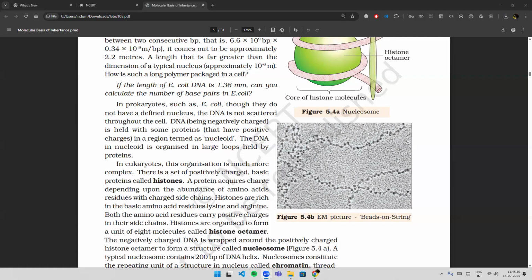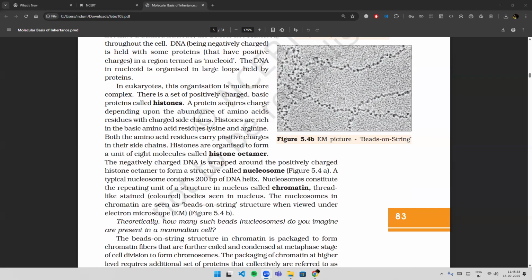In eukaryotes, this organization is much more complex. There is a set of positively charged basic proteins called histones. A histone acquires charge depending upon the abundance of amino acid residues with charged side chains. Histones are rich in the basic amino acid residues lysine and arginine. Both the amino acid residues carry positive charges in their side chains.